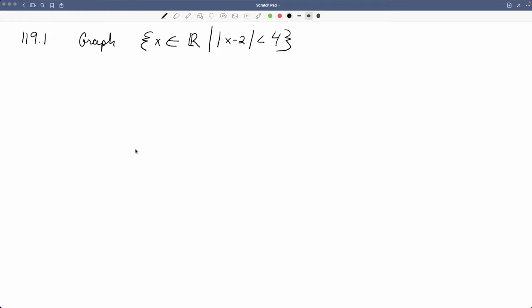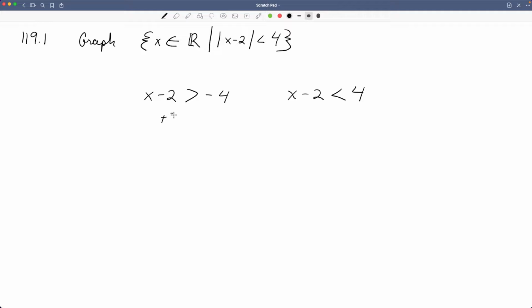So let's jump into example problem 1. Here we have the graph of x that is a member of the set of real numbers such that the absolute value of x minus 2 is less than 4. We know that if the absolute value of something is less than 4, then something is greater than -4 and something is less than +4. So in this problem, something is x minus 2. So x minus 2 is going to be greater than -4, and x minus 2 is going to be less than +4. And then we're going to solve for x.